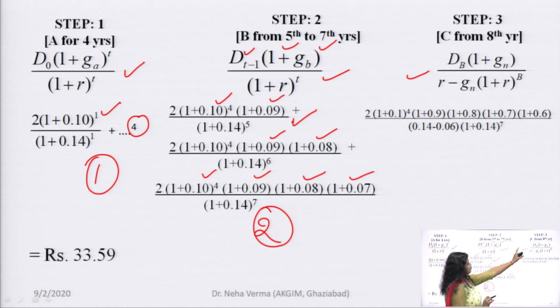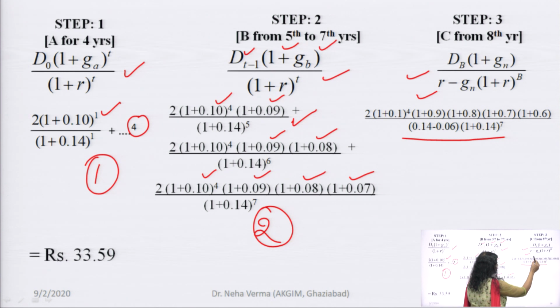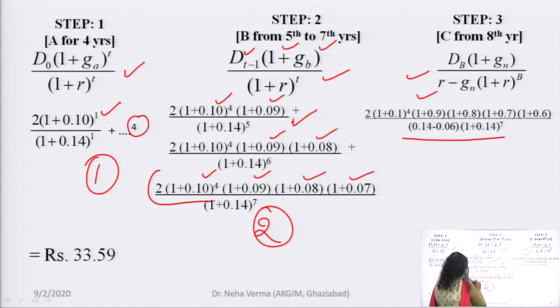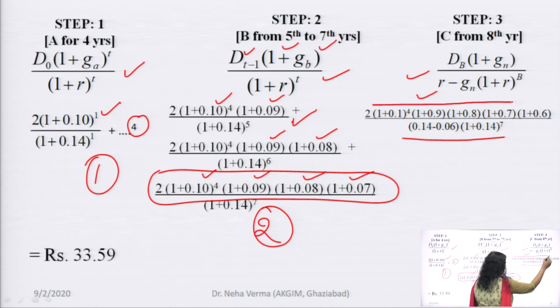Similarly, step 3, here the phase has begun from the 8th year. So here we will calculate the value of the phase 3 with the help of these values. Again we just have to put the values over here and then put the values of the denominators. In the numerator you can see that dividend of the 8th year is required. So the dividend of the 7th year, from here, this is the 7th year dividend, we will just take it as it is and then we will adjust the 7th year dividend with the growth rate of the 8th year in order to obtain the value of dividends of the 8th year.